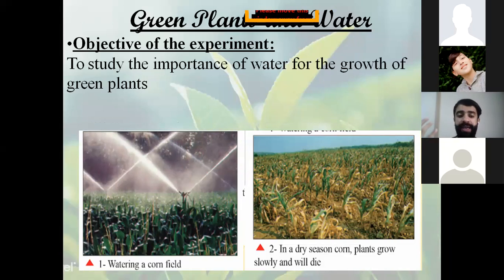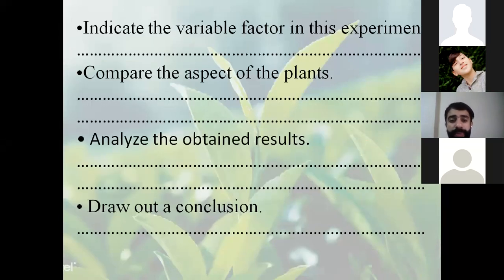How do they look in plant 1 and plant 2? In plant 1, it looks good and green in color. While in plant 2, it's what? It's yellow. Okay, Adnan, it looks what? Yellow in color. This is comparing the aspects of them. Okay? Thank you, Adnan. So yes, here, compare the aspects.